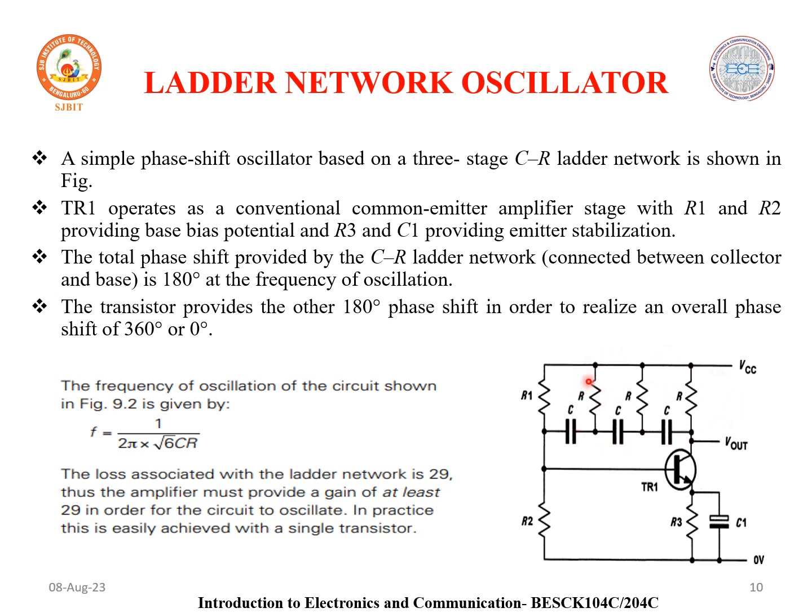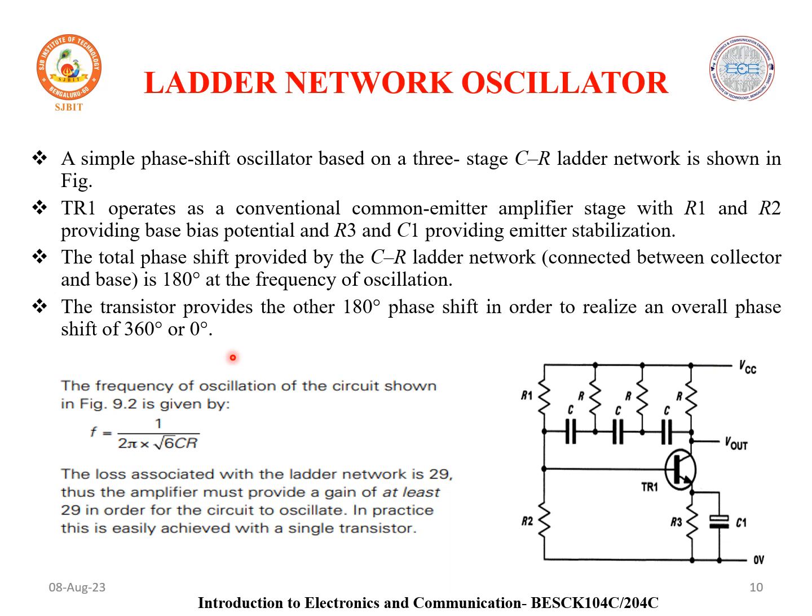This is the feedback part. It gives a 180-degree phase shift. Then the transistor gives another 180-degree phase shift. So you can observe that the transistor provides a 180-degree phase shift and the feedback part, the RC network, gives 180 degrees. To get the 360-degree or 0-degree phase shift for sustained oscillation, this is one of the parameters.